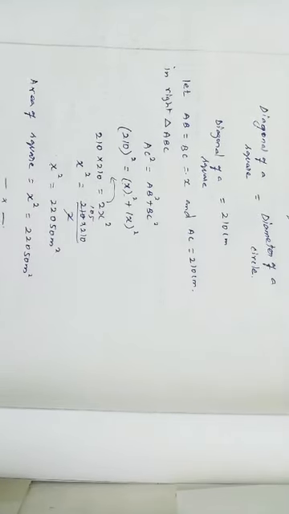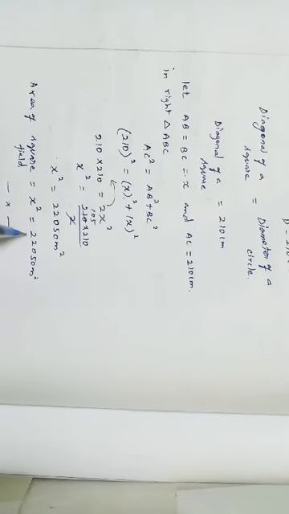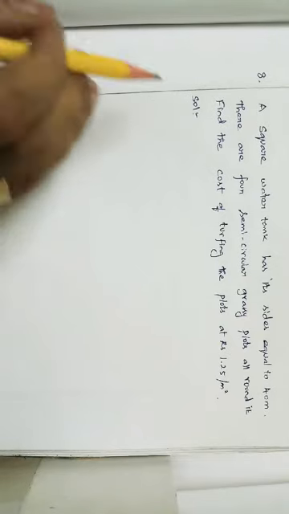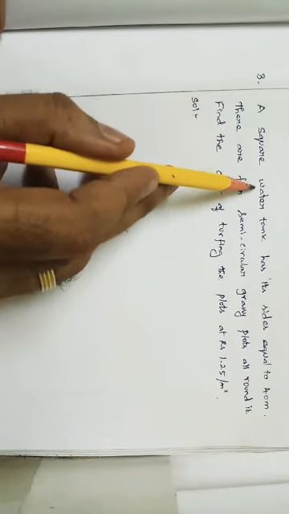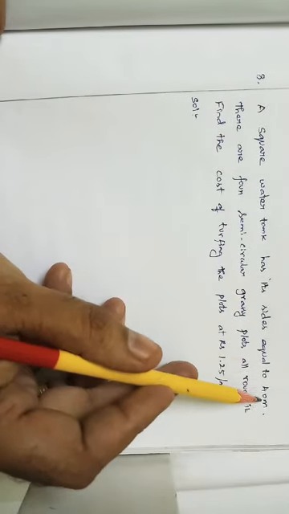Therefore, the area of the square field is equal to 22,050 meters square. Question number 8. A square water tank has its sides equal to 40 meters.